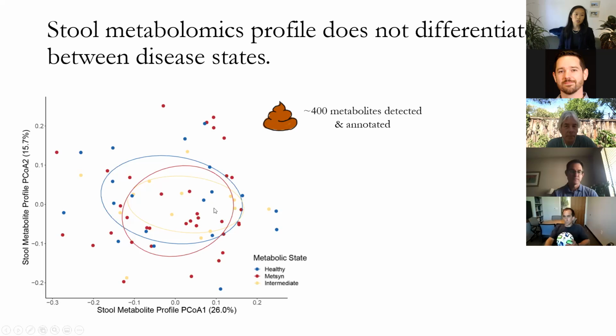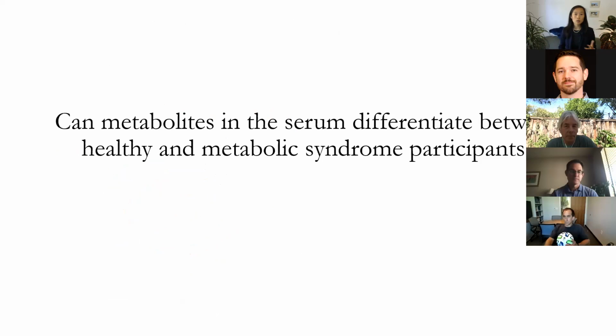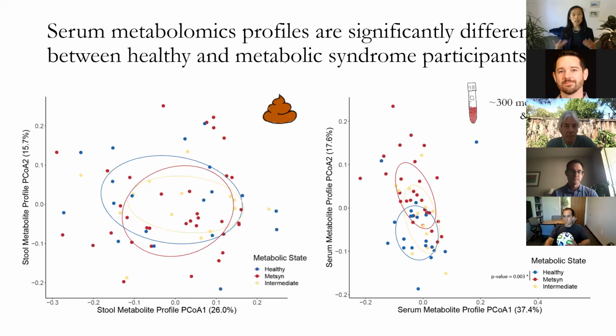So you can see here that there's no real, there's sprinkles. Everyone's kind of mixed together. There's no differentiating factor between them. On the flip side, we looked at the serum metabolites and we were curious if that differentiated health versus disease. We found that they did actually significantly determine whether or not someone was healthy or diseased.